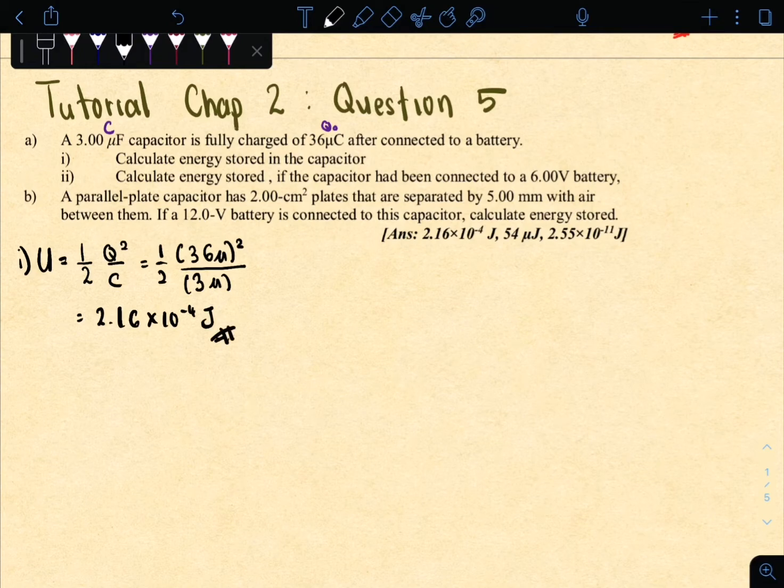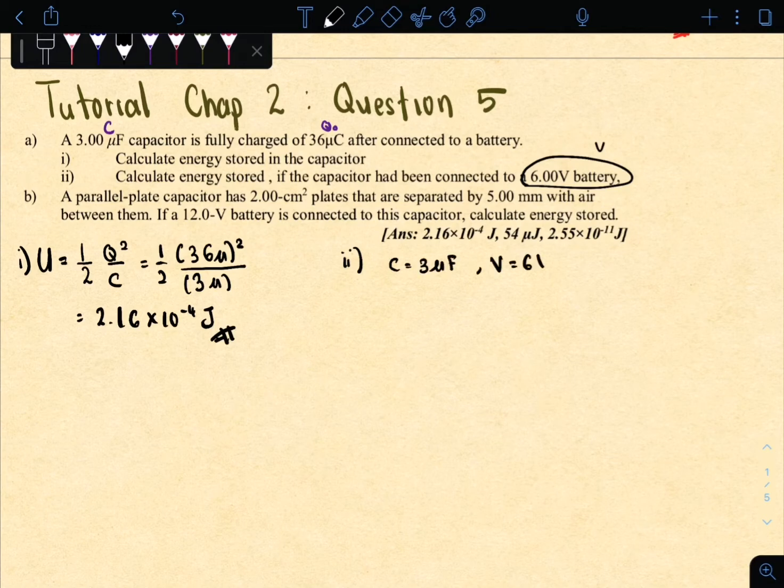Then, next dia cakap, calculate energy stored if the capacitor had been connected to a 6 volt battery. So, sekarang dia bagi nilai V dan dia cakap that particular capacitor is connected to 6 volt battery. So, nilai kapasitor kita masih sama. C is 3 microfarad and given to us now the value of V.